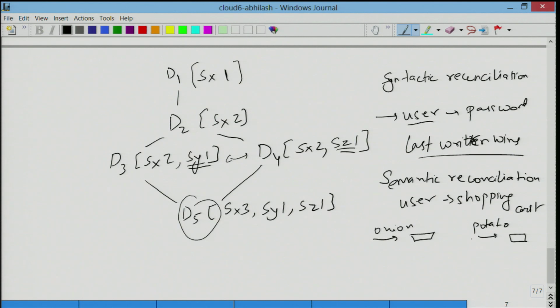So instead of letting Dynamo do last writer wins, which is the default policy, I can let the programmer do something meaningful, right? So the programmer can take a union of the 2 shopping carts and write potato comma onion as D5. This is custom handled by the programmer according to their use case, and this is the default: if you don't want to deal with it, if last writer wins is okay for you, then you can let Dynamo do that.